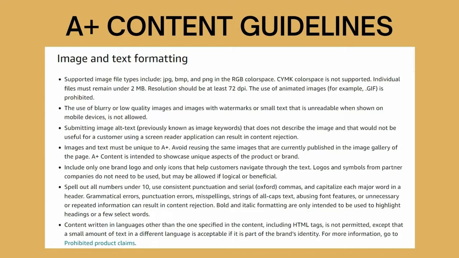Number 2, the use of blurry or low quality images, and images with watermarks or small text which is unreadable when shown on mobile devices, is totally not allowed. Number 3, images and text must be unique to A plus content. Number 4 is submitting image alt text, previously known as image keywords, that does not describe the image and that would not be useful for a customer using a screen reader application can result in content rejection.